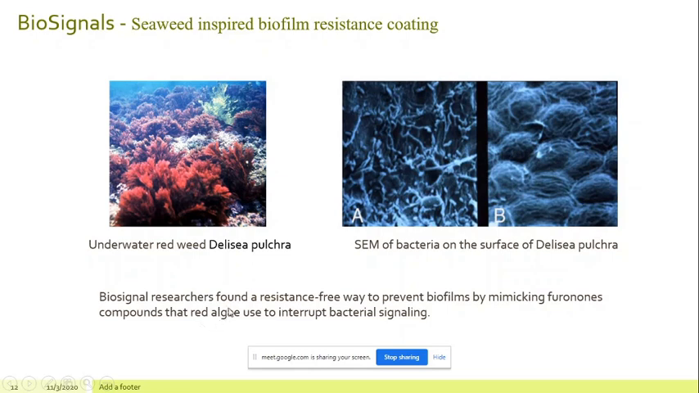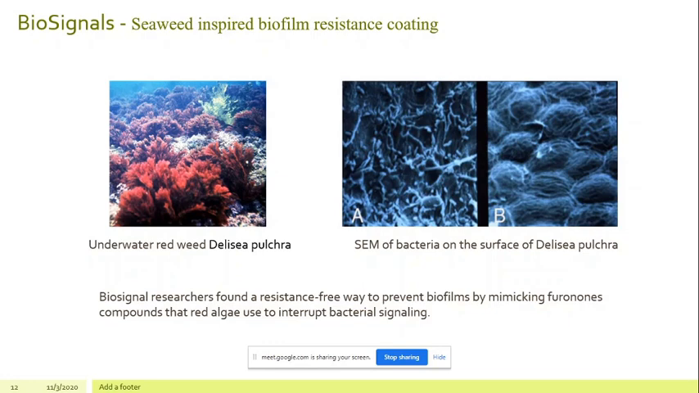When this seaweed is attacked by bacteria, it releases molecules known as furanones, which block the bacterial signaling molecule, that is N-acyl homoserine lactone, which induces the surface colonization message. Hence, the bacteria is not able to transfer the message of colonizing, and hence there is no biofilm formation.